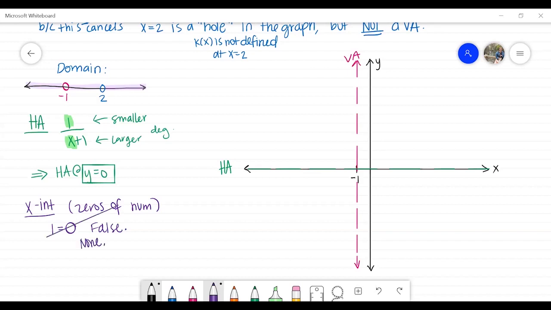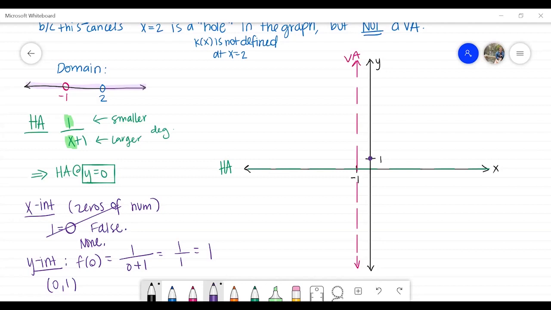What about a y-intercept? Well, that's f of 0, which is 1 over 0 plus 1, 1 over 1, or 1. So there is going to be a y-intercept at the point (0, 1). So if we graphed that, 1 would be here. So we've got a point right there.